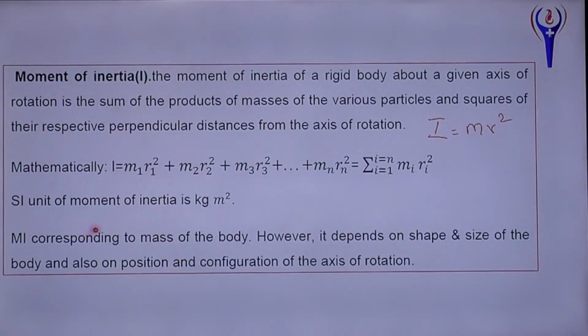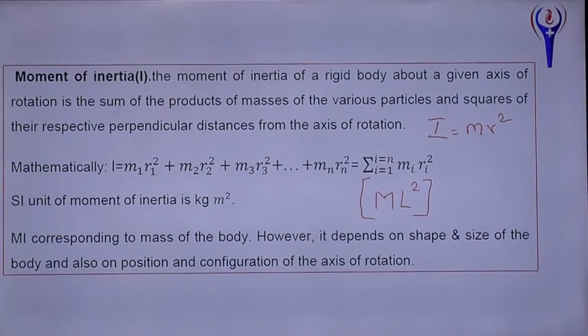And the SI unit of moment of inertia is kg m square. Unit of mass is kilogram, unit of distance is meter. So kg m square is the SI unit of moment of inertia. What is the dimension formula? Dimension formula for small m is capital M, and then L power 2. M L power 2. This is the dimensional formula for moment of inertia.